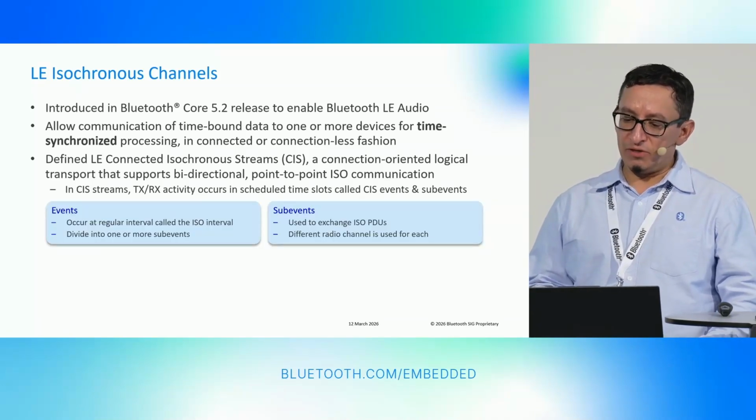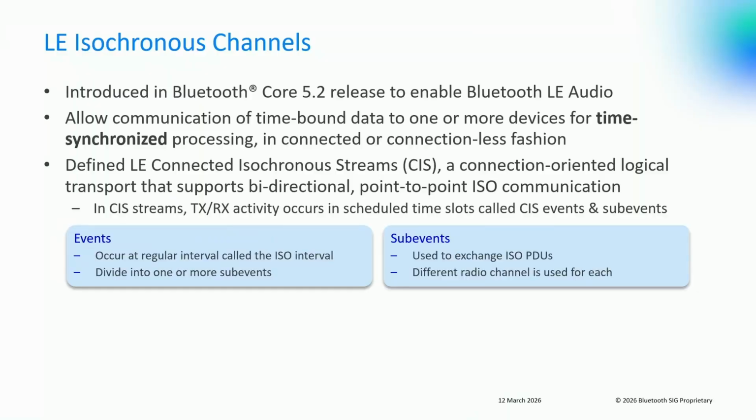In connected isochronous streams, all the transmit and receive activity occurs in scheduled time slots that are called CIS events and sub-events. The events occur at a regular interval called the ISO interval, and then the events subdivide into one or more sub-events. The sub-events are the actual slots that are used to exchange ISO protocol data units, or PDUs, and each sub-event takes place over a different radio channel to minimize interference.